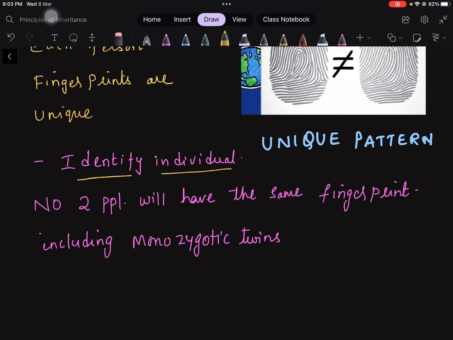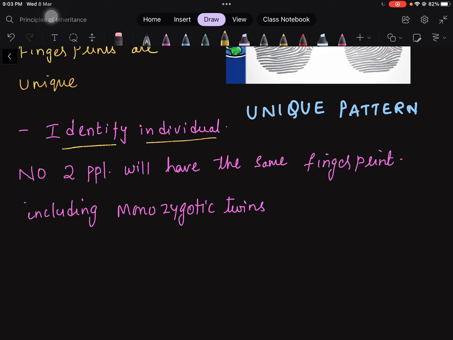Yes. Now, you must be having a doubt here. Ma'am, monozygotic twins have the same genetic material because they arise from the same zygote. Then how are their fingerprints different? Yes, their fingerprints are different because when we tried to understand which factors are responsible for determining the patterns of the fingerprints, we understood that it is the genetic and the environmental factors.